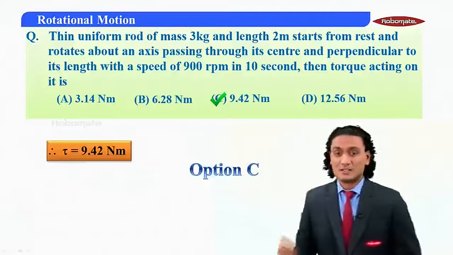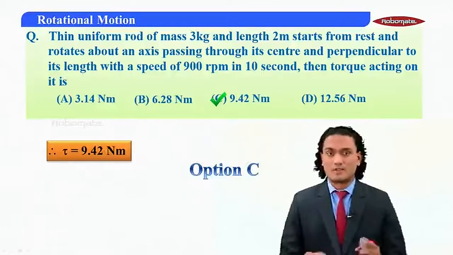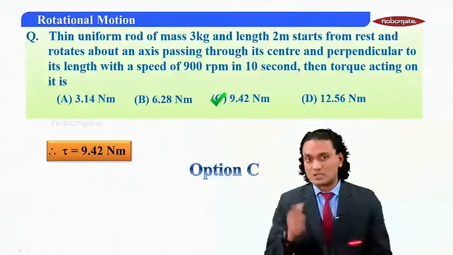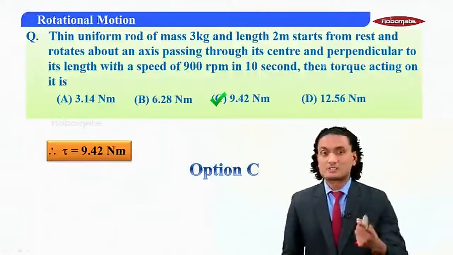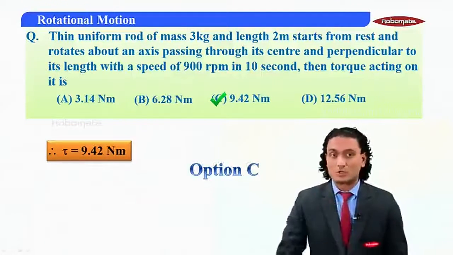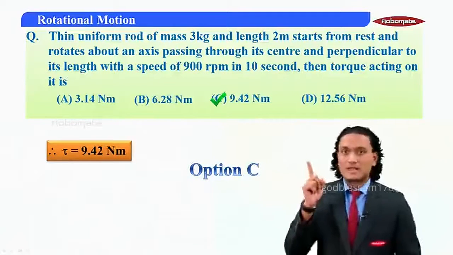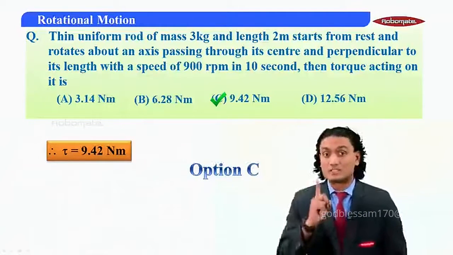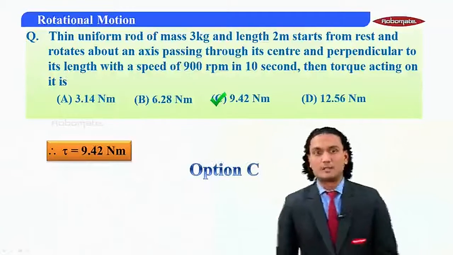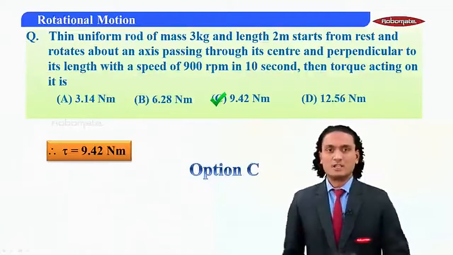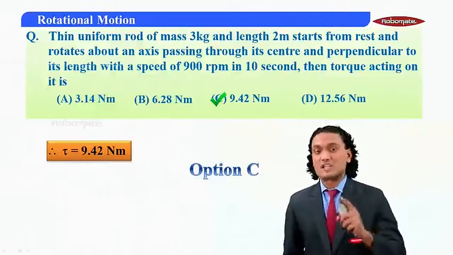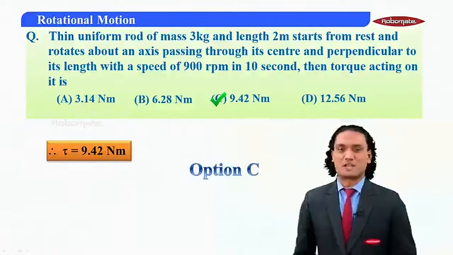Is that clear? So students, in this particular problem what we have done? We have used rotational kinematics as well as torque is equal to I alpha. And remember here, the axis of that rod was passing through its center and perpendicular to its plane. Is that clear? So students, this module is the last entrance module of this chapter Rotational Motion.